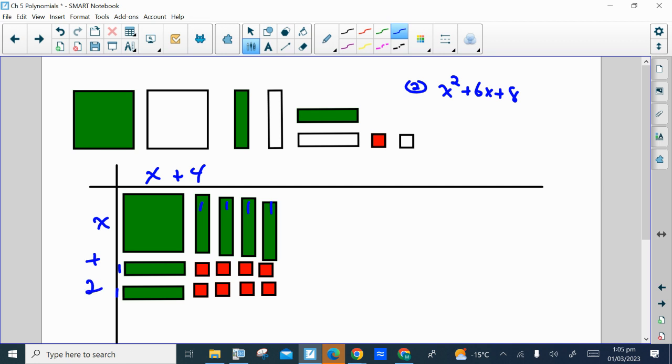So those are our factors. We're saying that the factors are x plus 4 and x plus 2. That's what we're saying. Remember, factors are things that multiply together to get what you start with.